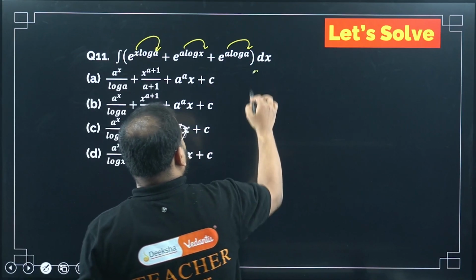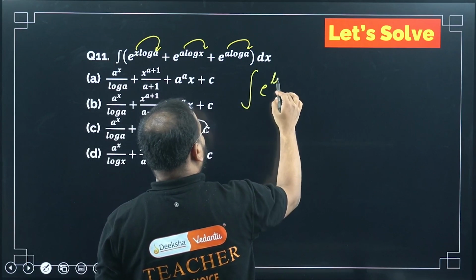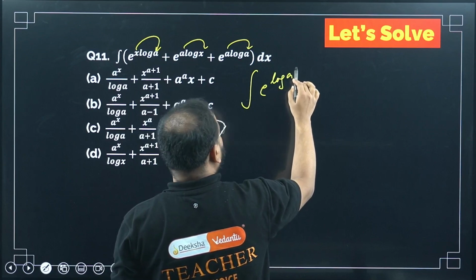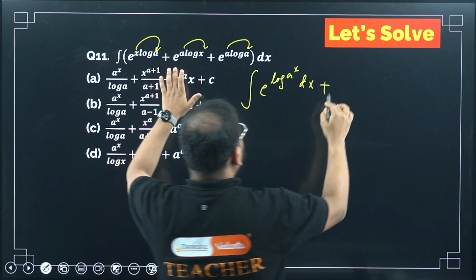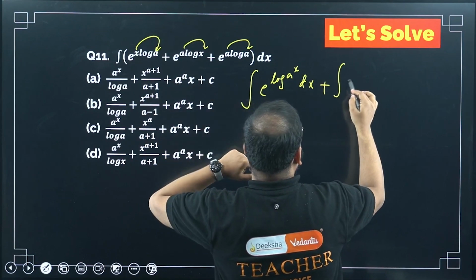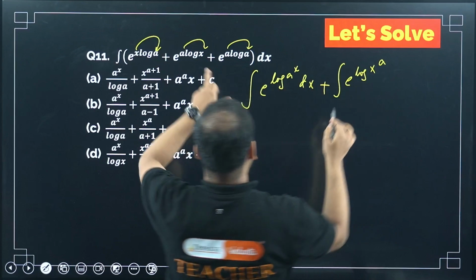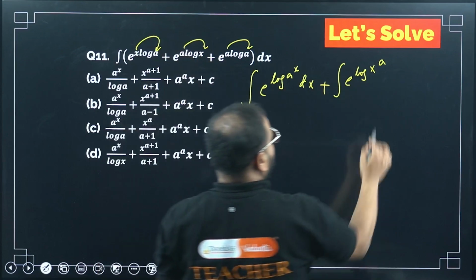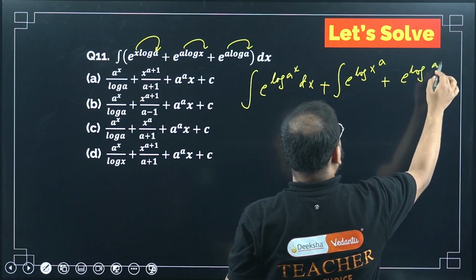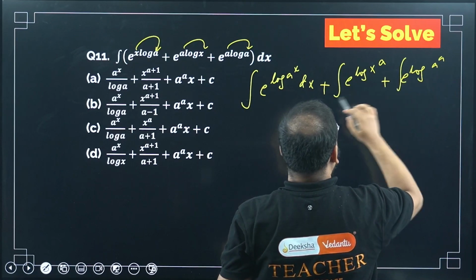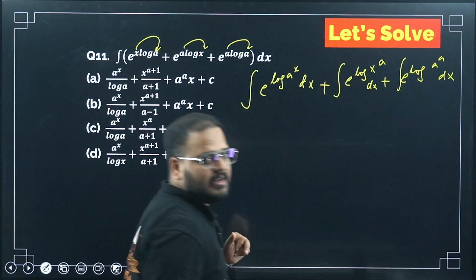Please check. Integration of e to the power log of a to the power x dx, plus, for the second term, integration of e to the power log of x to the power a. Please understand this, x to the power a. And the last one, e to the power log of a to the power a. All of this with dx only.